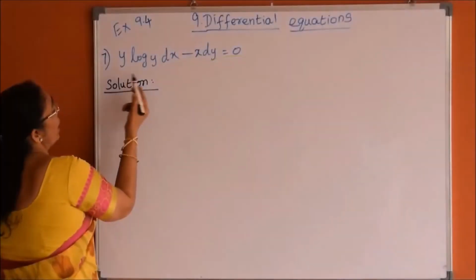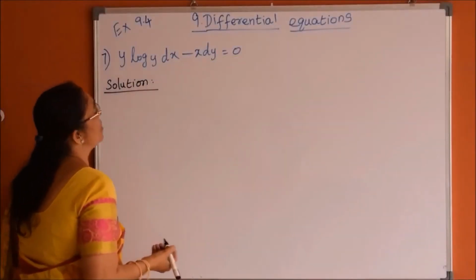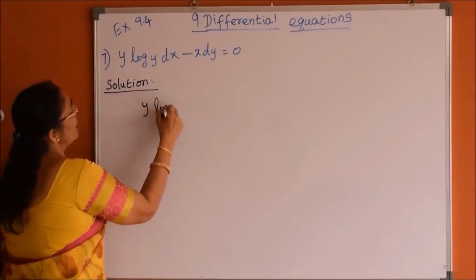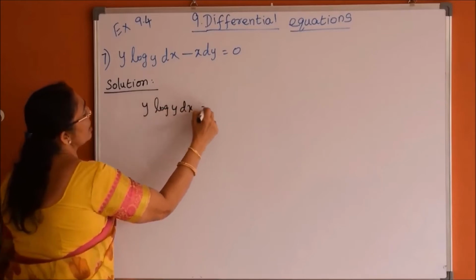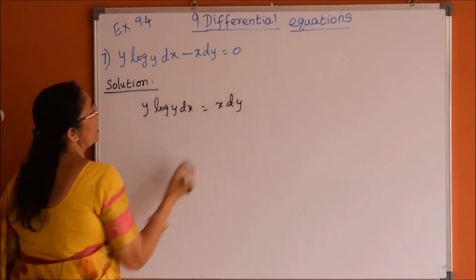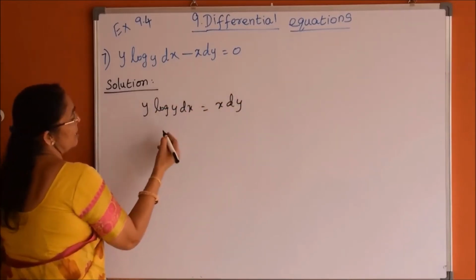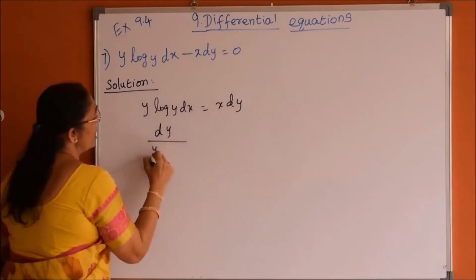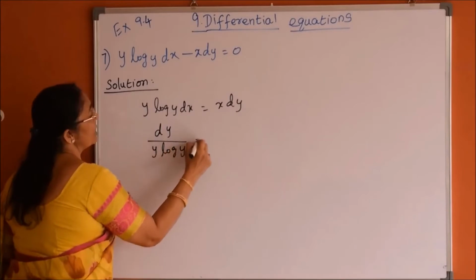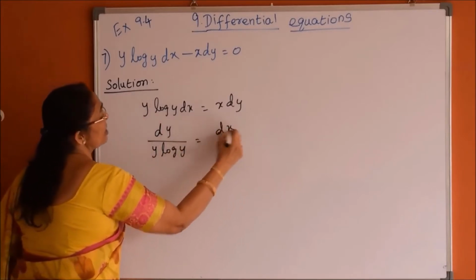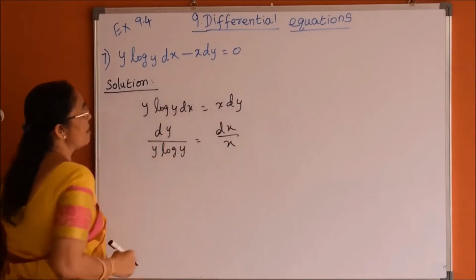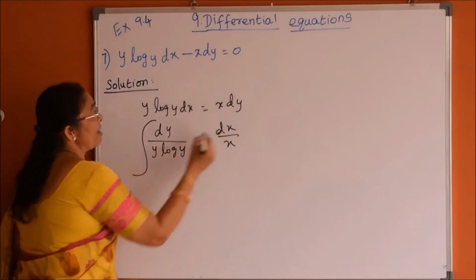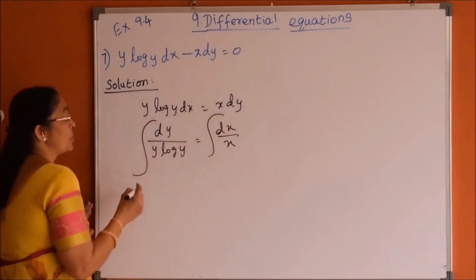Seventh problem, y log y dx minus x dy is equal to 0. First let us arrange the problem. That is y log y dx is equals to x dy, and we separate the variables. By separating the variables, dy divided by y log y is equals to dx divided by x. We separated the variables. Now integrating on both sides.